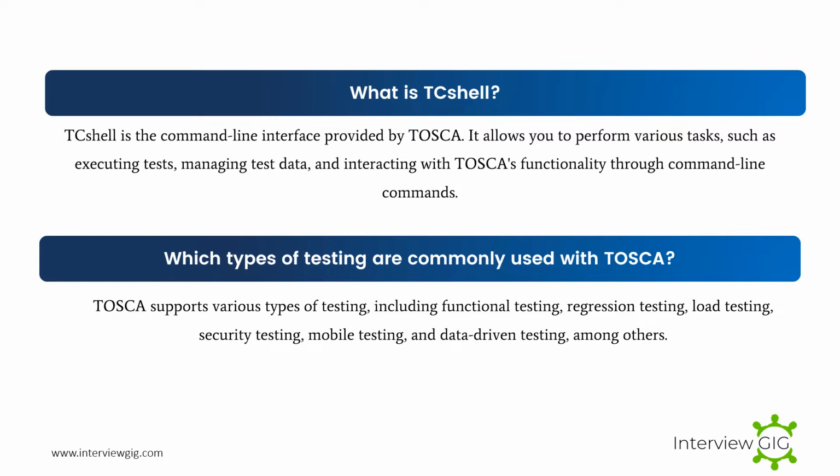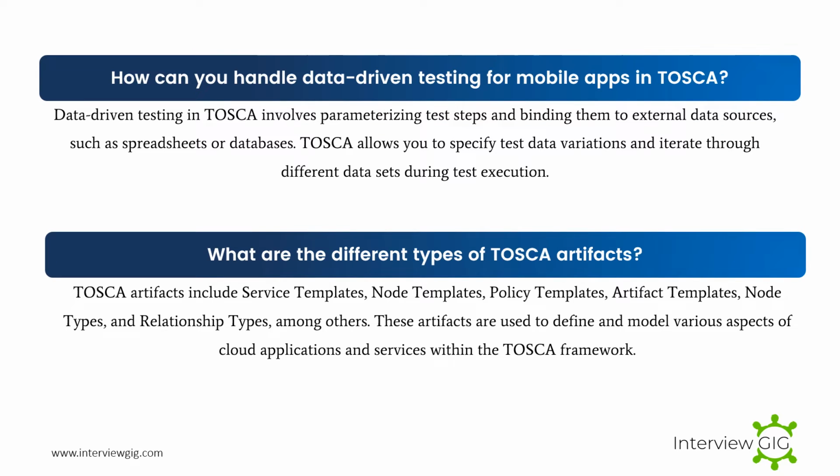TOSCA supports various types of testing, including functional testing, regression testing, load testing, security testing, mobile testing, and data-driven testing, among others. How can you handle data-driven testing for mobile apps in TOSCA? Data-driven testing in TOSCA involves parameterizing test steps and binding them to external data sources, such as spreadsheets or databases. TOSCA allows you to specify test data variations and iterate through different data sets during test execution.